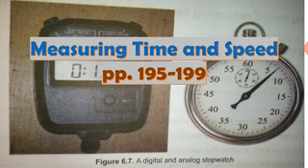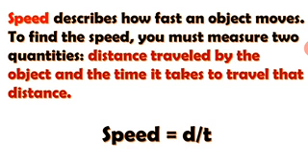Our topic for today is measuring time and speed. So speed describes how fast an object moves. To find the speed, you must measure two quantities. First is the distance traveled by the object, and next one is the time it takes to travel the distance. So the formula for speed is distance divided by time.